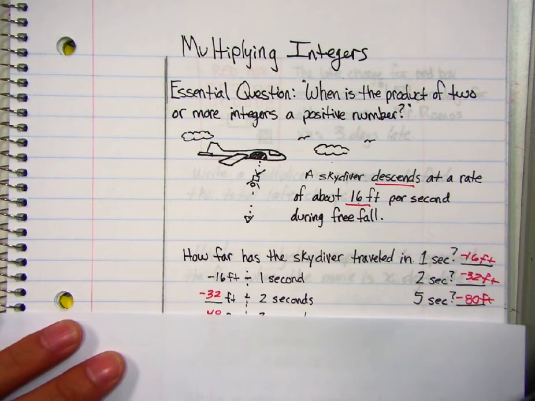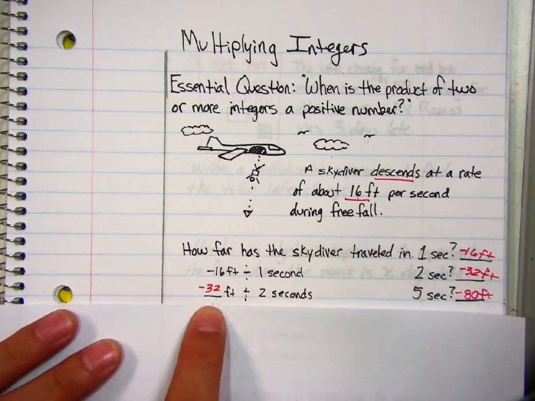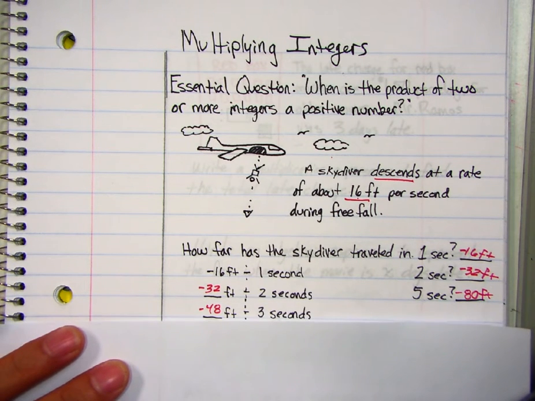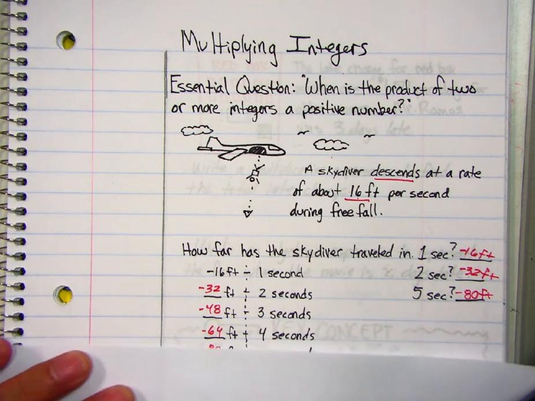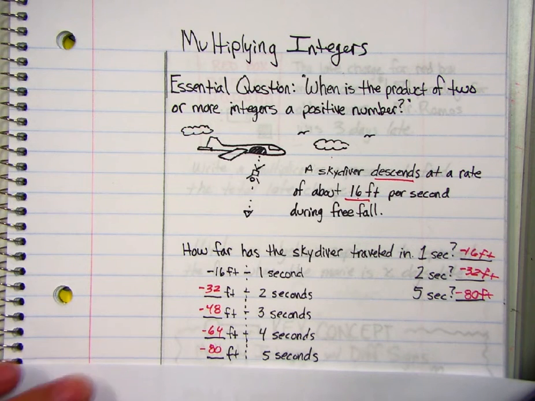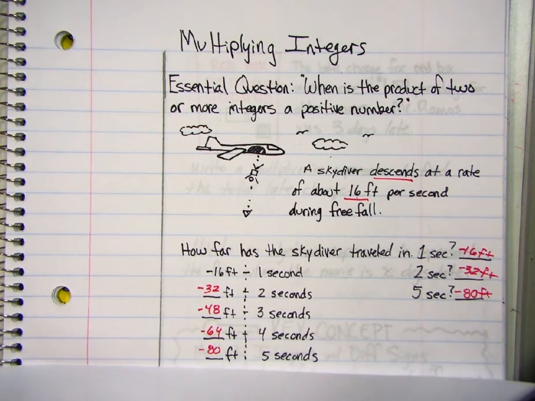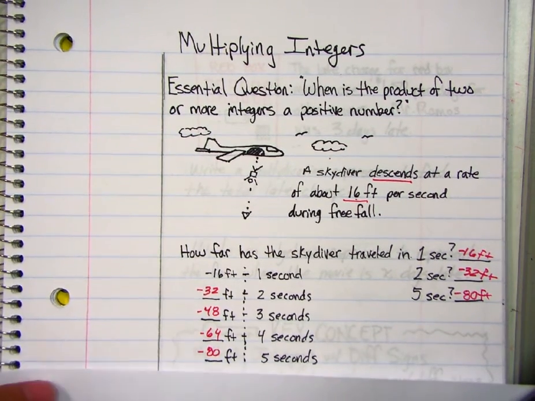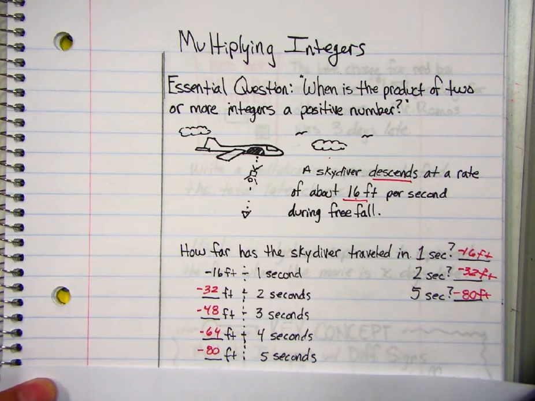If I show you here, after 2 seconds, it's negative 32. After 3 seconds, negative 48, and so on and so forth until I get to my 5-second mark, right? And we can do repeated addition to get there, or we can find another way to get there as well. It should be 80 feet after 5 seconds of free fall.